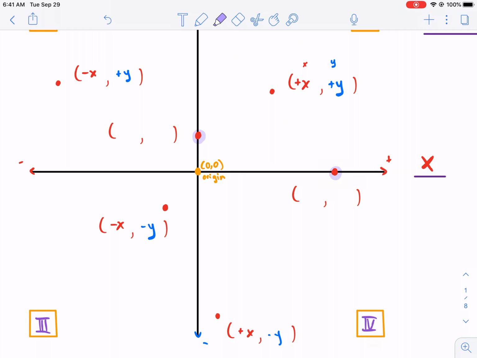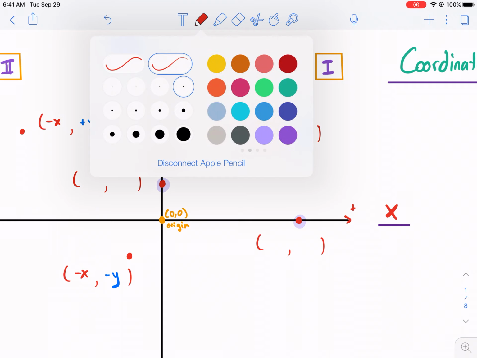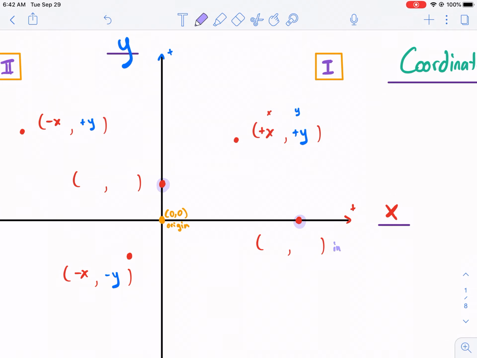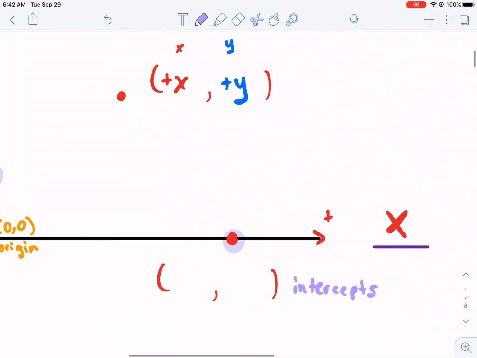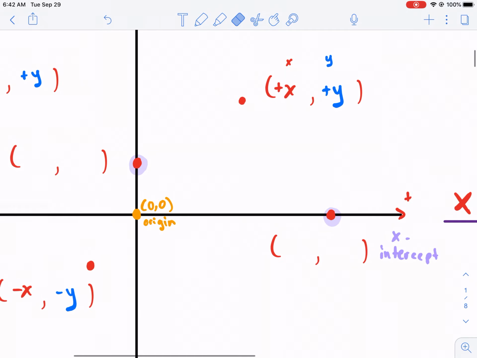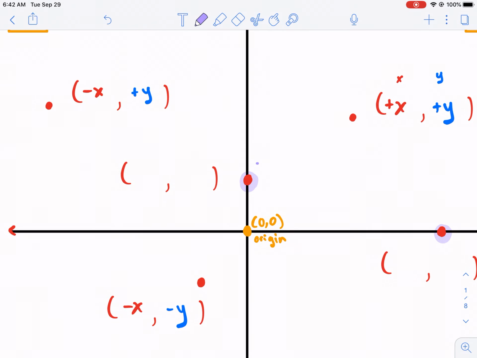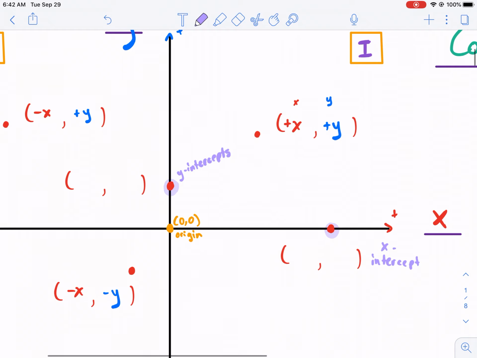Okay, slightly different. Why? Well, these are called intercepts. Why do you think they're called intercepts? Well, they're intercepts because they intercept the axis, or the axes, multiple. This one is an x-intercept because it intercepts the x-axis. And this one is a y-intercept because it intercepts the y-axis. It's right on the line. That's the only time it can be called an intercept, when it's directly on the line.